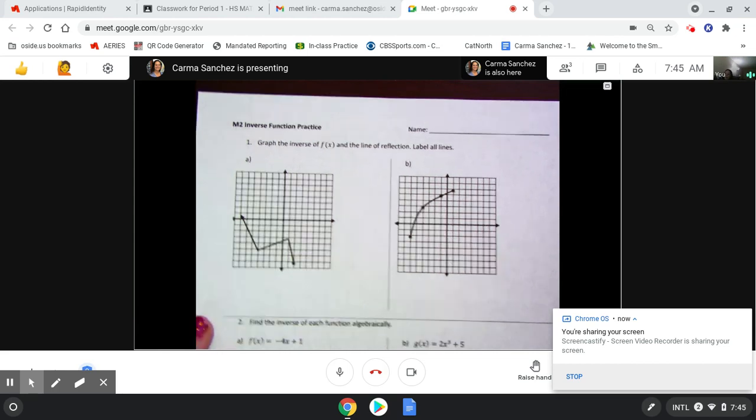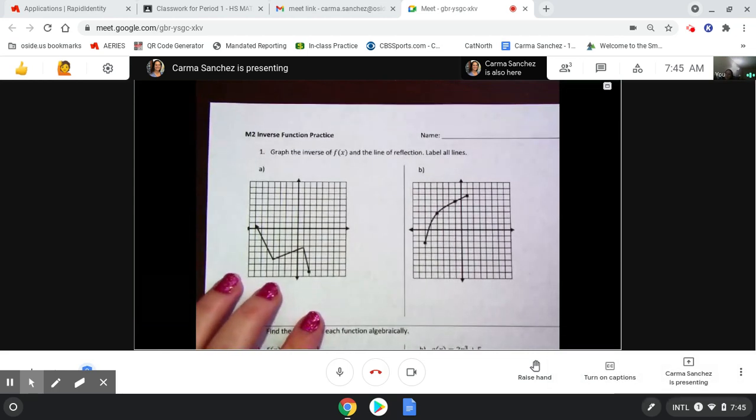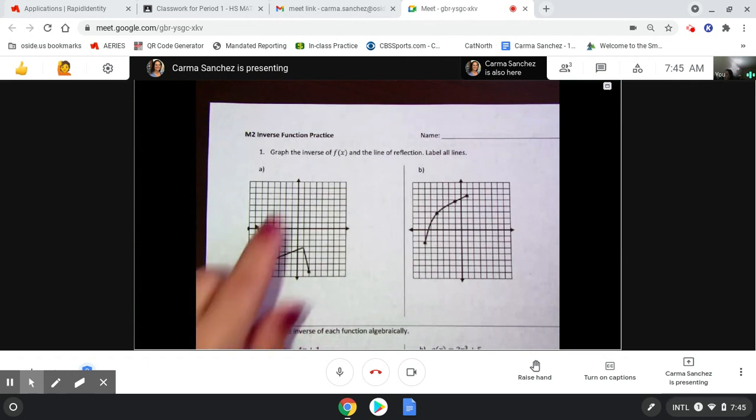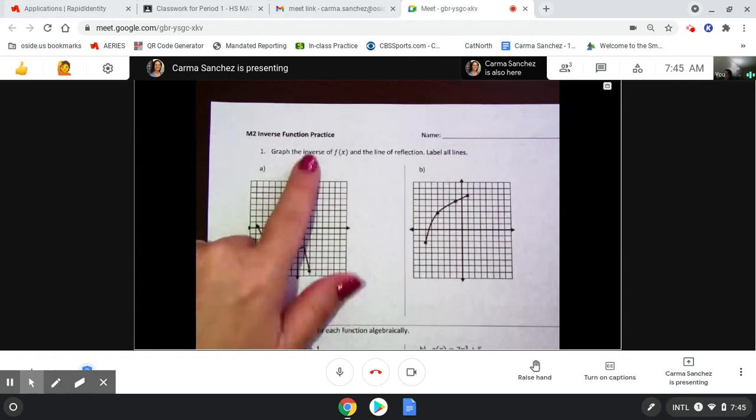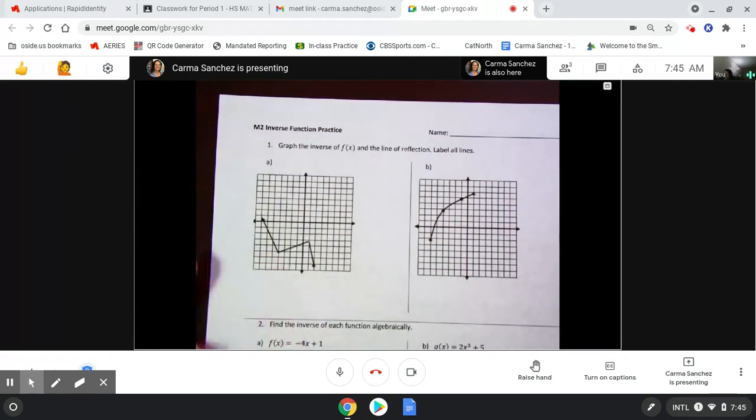All right, we're going to practice some inverse function problems now after being introduced today to inverses. And remember that the inverse is the opposite graph, or it is the line where all of the x and y values have been completely switched. Your domain becomes your range becomes your domain.